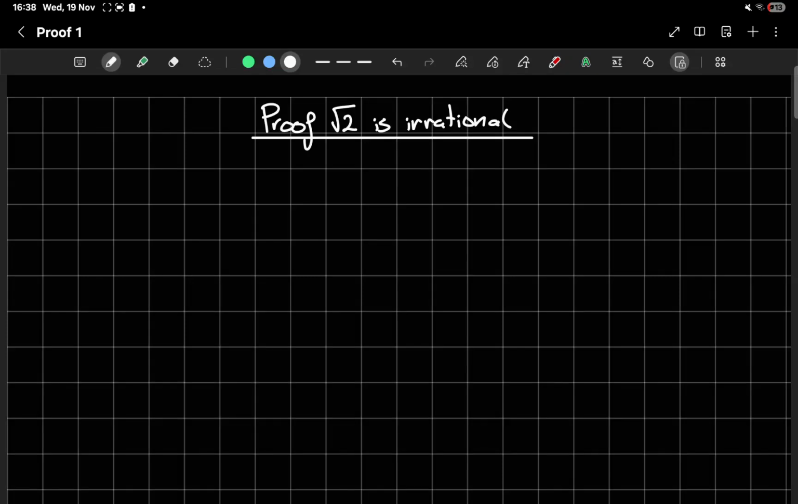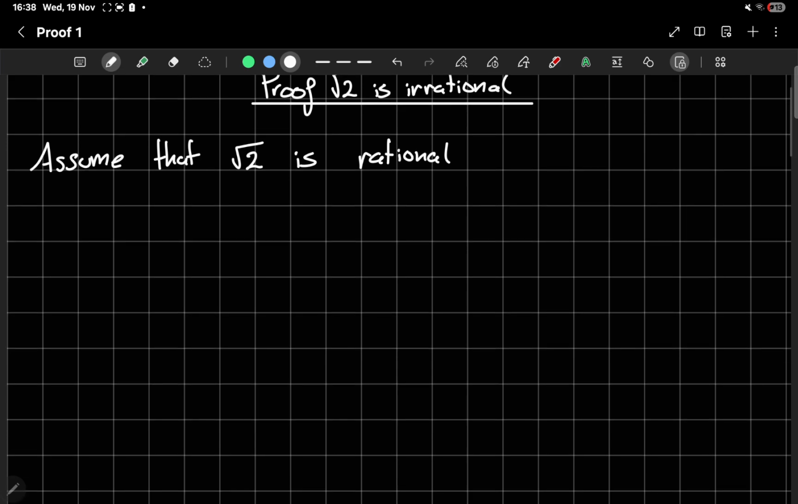Today we're going to be taking an in-depth look at the proof of root 2 being an irrational number. To start this proof, we're going to assume its contradiction. So we're going to assume that root 2 is rational. Now, what does it mean for a number to be rational?